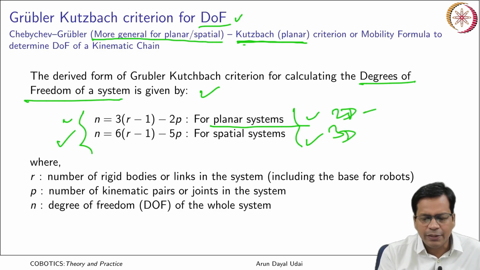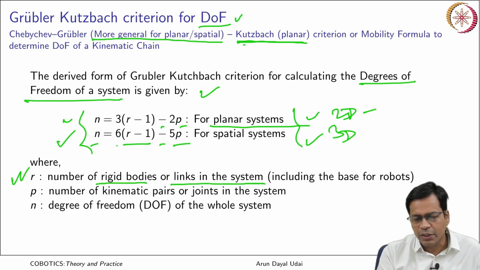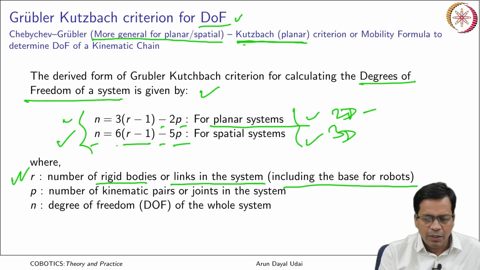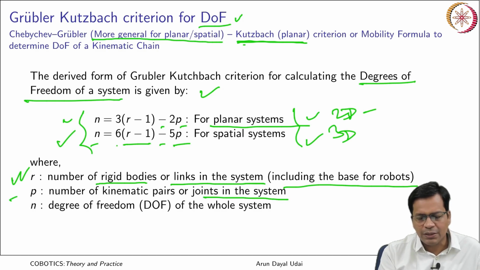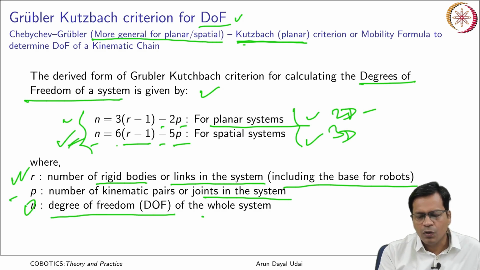It says n = 3(r - 1) - 2p, and the second one is n = 6(r - 1) - 5p, where r is the number of rigid bodies or links in the system including the base of the robot. p is the number of kinematic pairs or joints in the system, and n, that is the output, is the degree of freedom of the whole system.